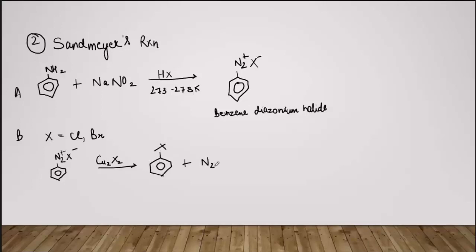And we get the nitrogen gas. So this is for chlorine and bromine. The special thing is that in the second step, the presence of cuprous halide is required and we get this reaction. Similarly, for X equals I, that is for iodine, we can simply shake this diazonium salt in the presence of potassium iodide. So we will get iodide there.